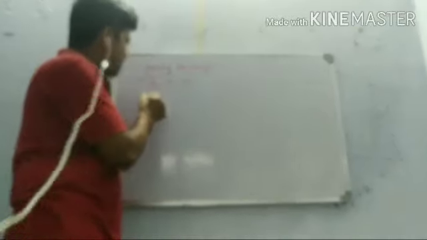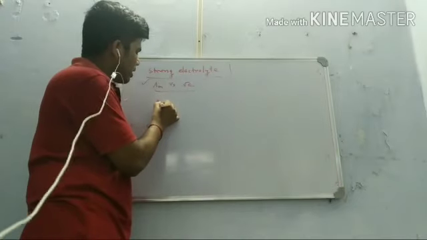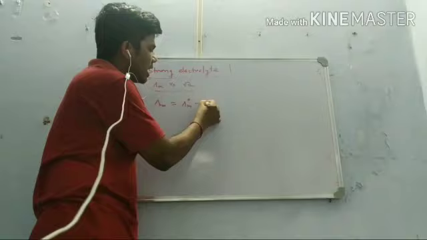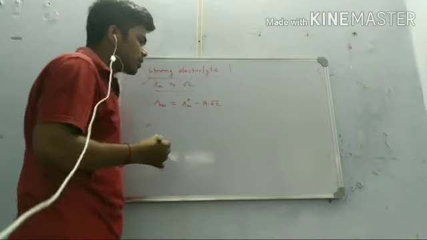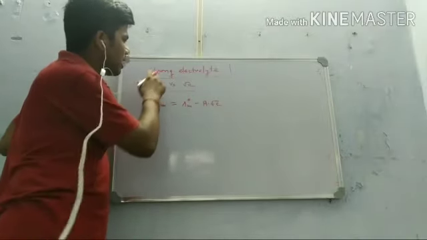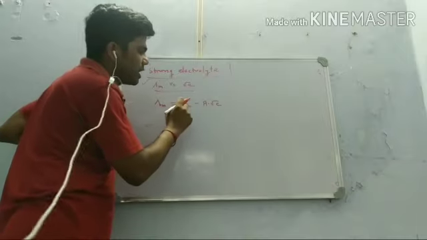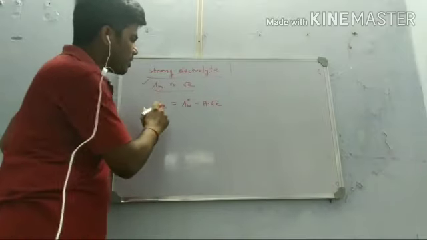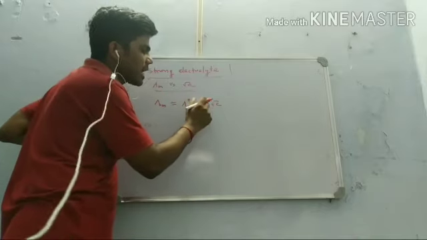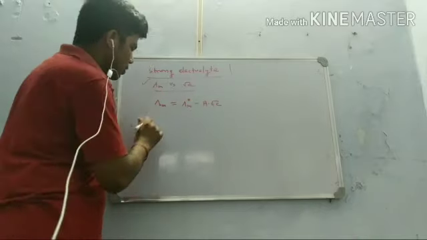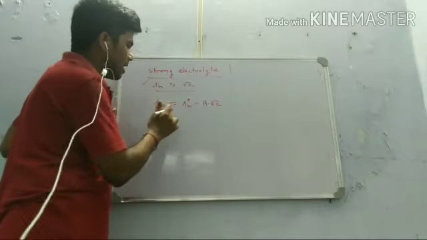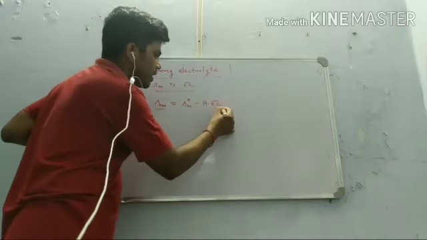And it is observed from the numerical equation that for a strong electrolyte, lambda m equals lambda m 0 minus A into root c. So this equation looks like y equals minus mx plus c, where these are the variable terms.